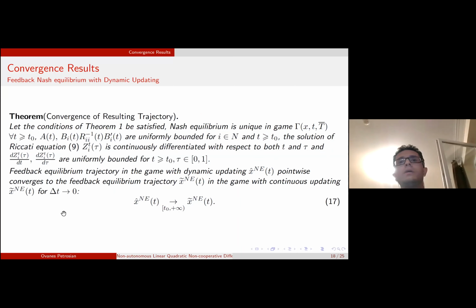Okay, so the next result is related to the trajectories. Generally, the trajectory with dynamic updating converges, but not pointwise, to the trajectory with continuous updating as the updating interval converges to 0. Of course, the same conditions should be satisfied.